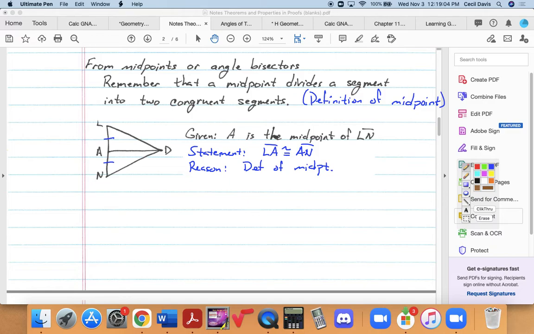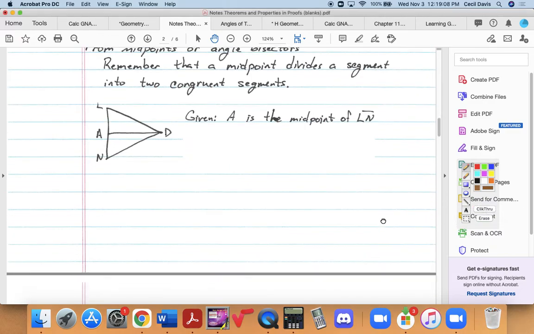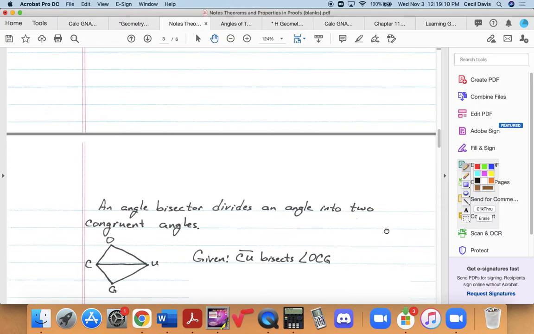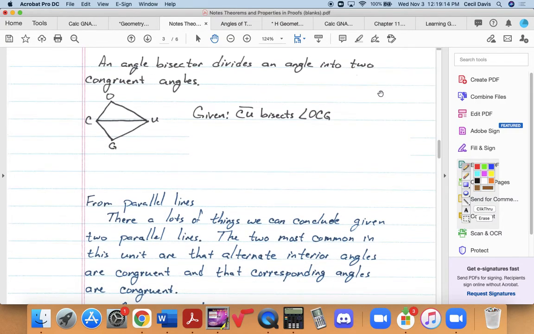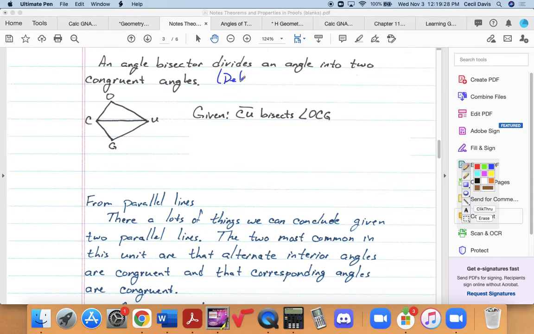All right, let's move on. Page 3. An angle bisector, very much like a midpoint cuts a segment into two congruent segments. An angle bisector cuts an angle into two congruent angles. They're almost exactly the same thing. This is the definition of angle bisector.